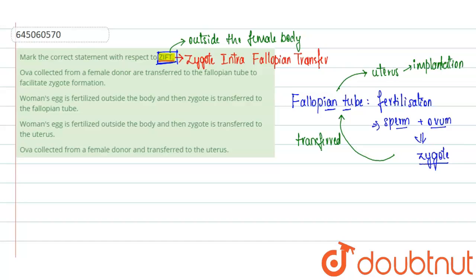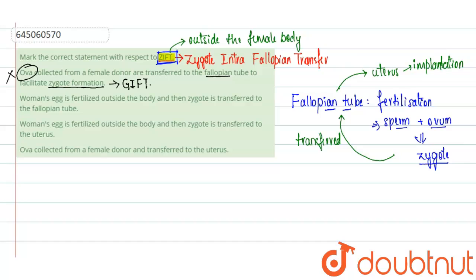So the first option is ova collected from a female donor are transferred to the fallopian tube to facilitate zygote formation. So we already discussed that the zygote will be formed outside the female body. So very clearly this is the wrong answer. And they have given that ova are collected from the female donor and transferred to the fallopian tube. This technique is pertaining to the gamete intrafallopian transfer.